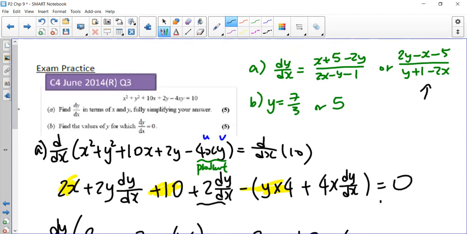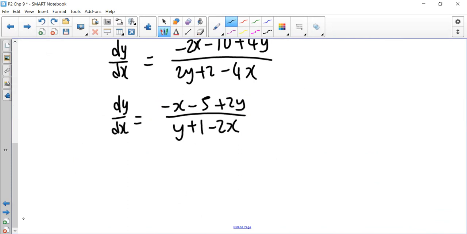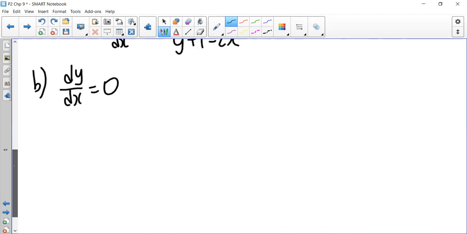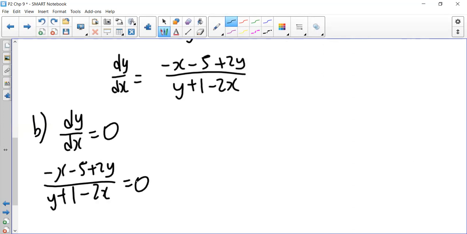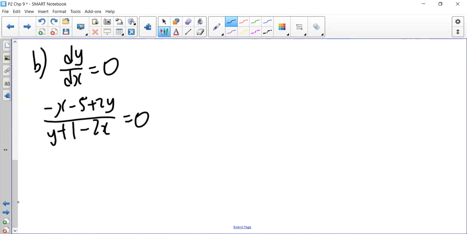Part B, find the values for y for which dy by dx equals 0. We're told dy by dx equals 0, so let's do that. So the first step is simple because we're going to do minus x minus 5 plus 2y over y plus 1 minus 2x equals 0. And multiply the whole thing to the right hand side, that's just gone. Okay? Minus x minus 5 plus 2y equals 0.